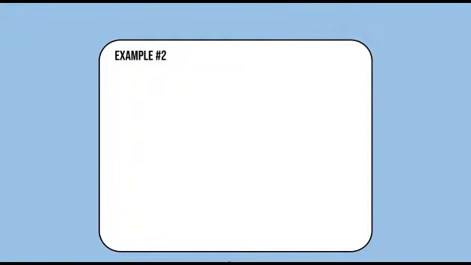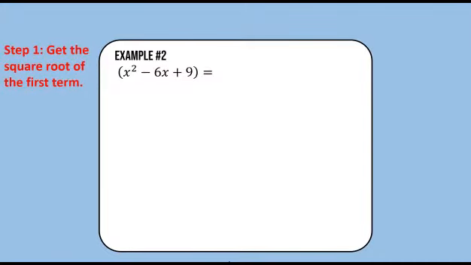Now let's proceed to example number 2. We have here the expression x squared minus 6x plus 9. Let's factor this perfect square trinomial. Okay, step 1 is to get the square root of the first term. Our first term here is x squared. So the square root of x squared is equal to x.